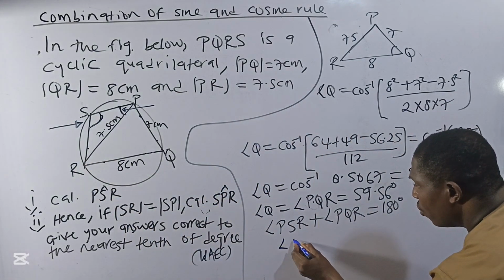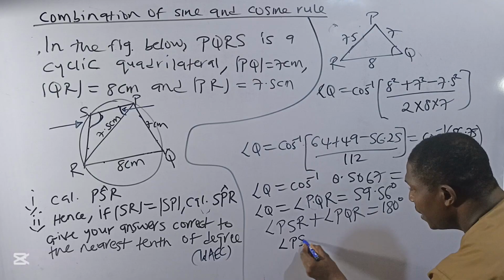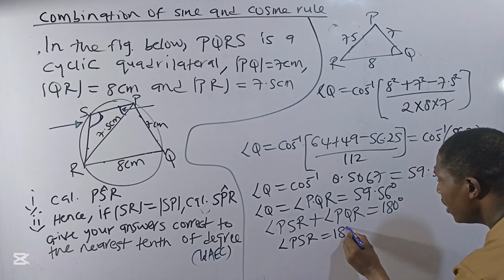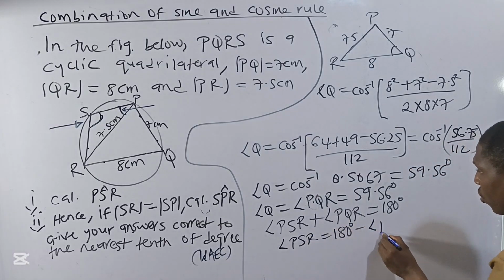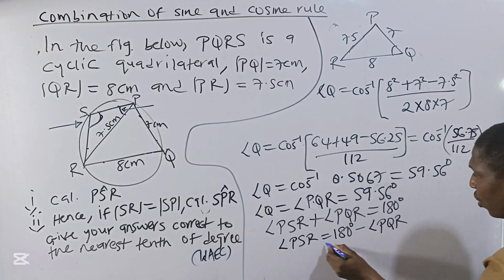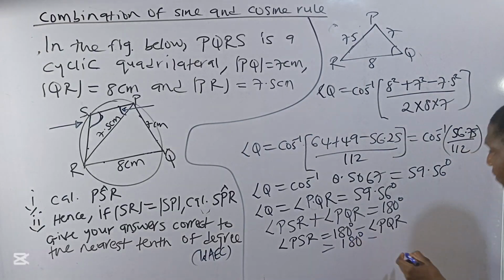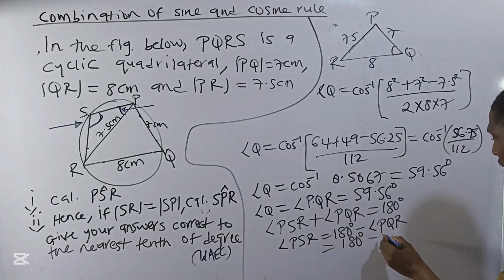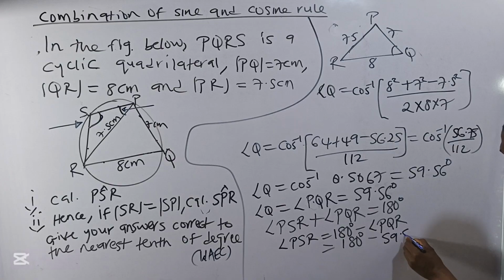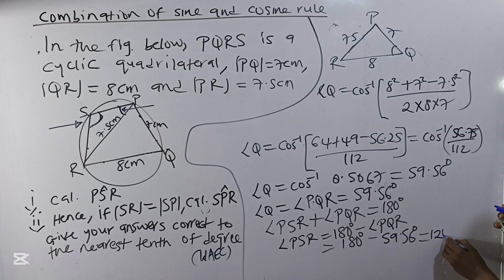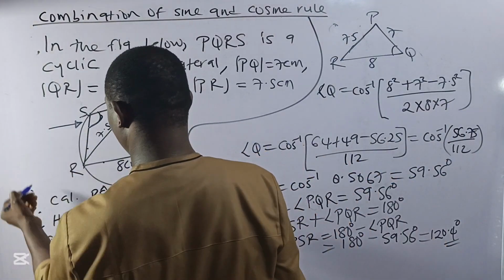So I'll have my angle PSR to be equal to 180 degrees minus angle PQR, which equals 180 degrees minus, where's my PQR? It is 59.56 degrees. And this will give me 180 minus that value, and I'll have 120.4 degrees to the nearest tenth. So I have 120.4 degrees for my first answer, which is part I.